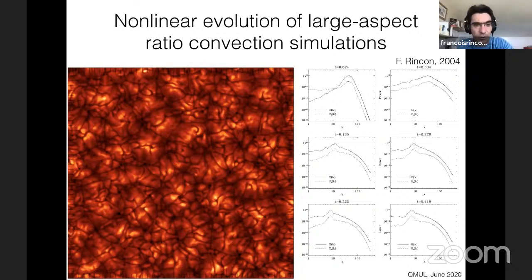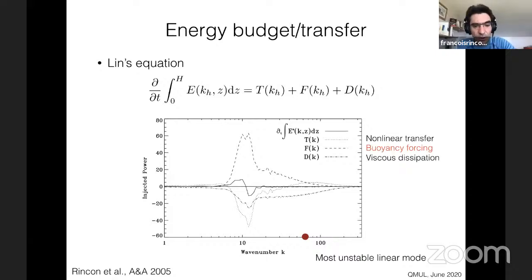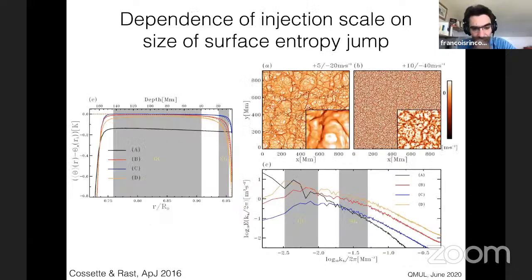So for instance, this is a series of simulations by Cossette and Rast from a few years ago, where they played the game of patching an almost isentropic convection zone with different superadiabatic layers in a way that is continuous and differentiable, I think. And what you see is that the peak scale of the spectrum depends very much on the width of this superadiabatic layer.